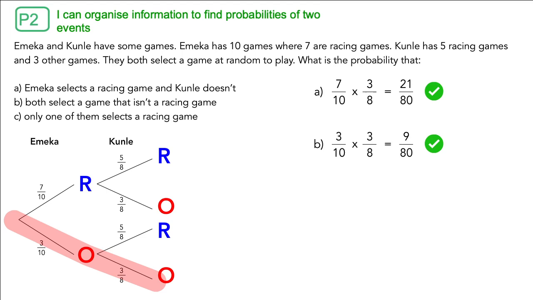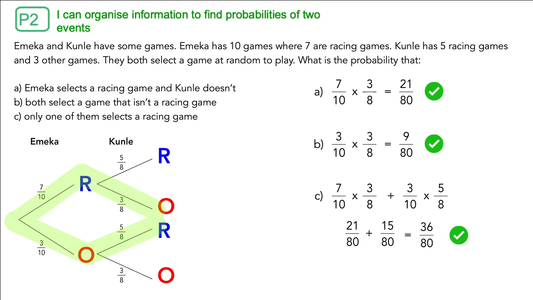The probability only one of them selects a racing game is 7 out of 10 times by 3 out of 8, plus 3 out of 10 times by 5 out of 8, as both pathways have one of them selecting a racing game. Since both paths match the criteria, they are both added together. 7/10 multiplied by 3/8 equals 21/80. 3/10 times by 5/8 equals 15/80.